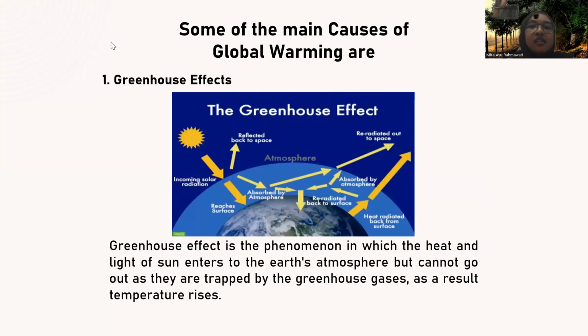Okay, these are some of the main causes of global warming. Number one, greenhouse effect. Greenhouse effect is the phenomenon in which the heat and light of the sun enter the Earth's atmosphere but cannot go out as they are trapped by the greenhouse gases. As a result, temperature rises.